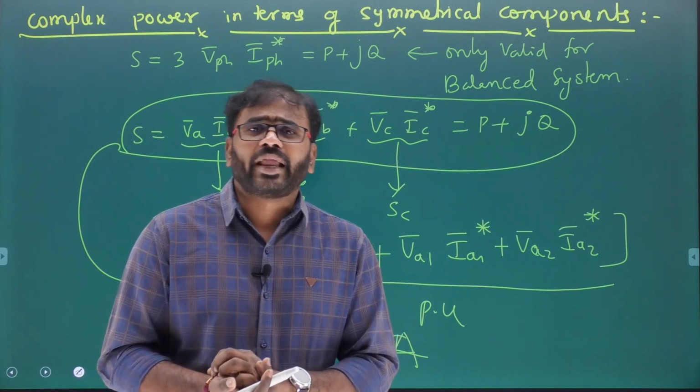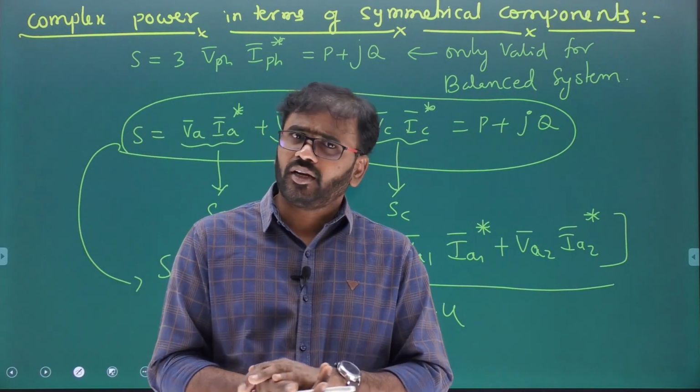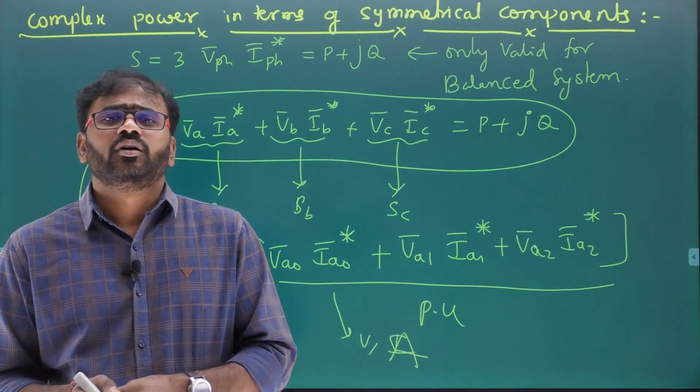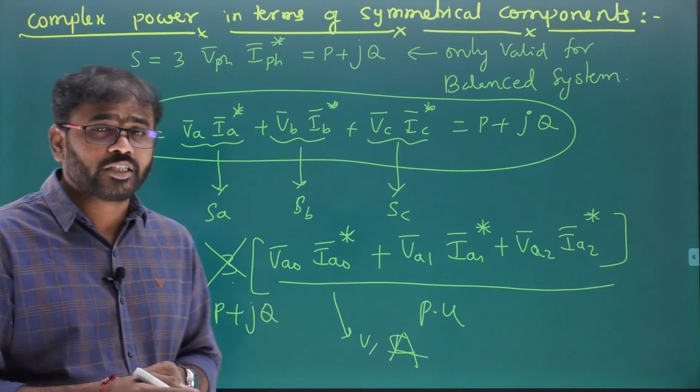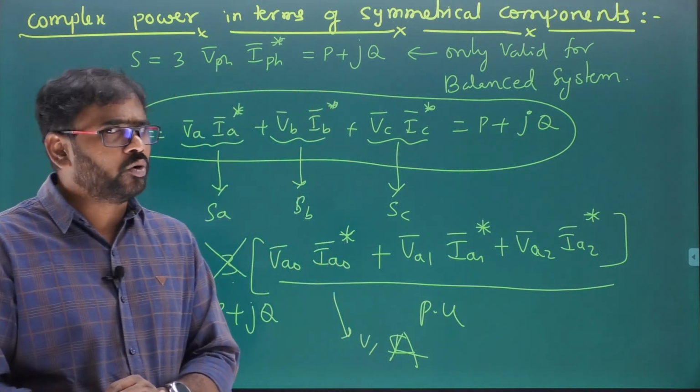And one more thing, line voltage in per unit is equal to phase voltage in per unit for a star connection. Correct or not? Magnitudes are the same. Clear? In the per unit system, be careful, the root 3 factors and 3 factors will not come at all. That's why, when you convert star to delta, does the 3 factor come for the per unit system? No, it will not come.